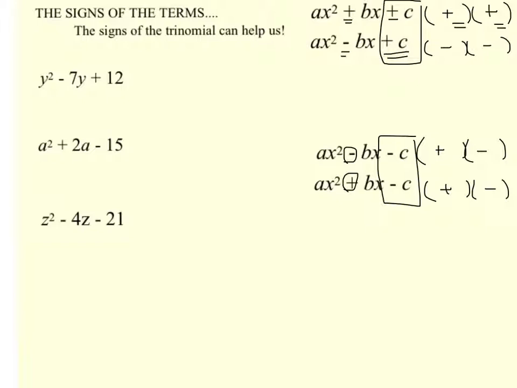Then we just need to check to see which one has the bigger factor, because if it's a negative middle term, the bigger factor had to be negative. If it's a positive middle term, the bigger factor had to be positive. Let's look at a couple of examples.